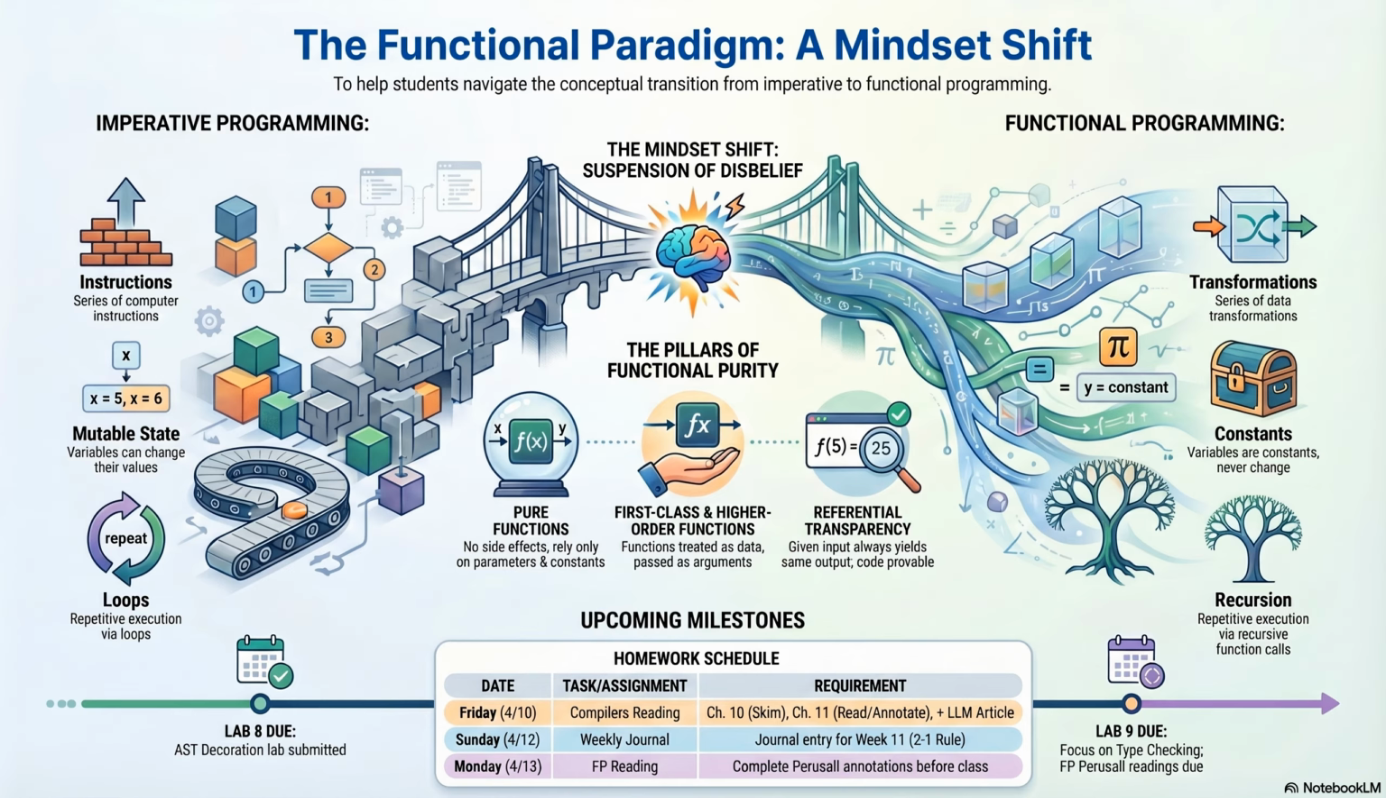Wait, really? Just like that? Just like that. Since none of the cores are trying to mutate the same memory addresses, you never get race conditions. Concurrency becomes almost trivial.